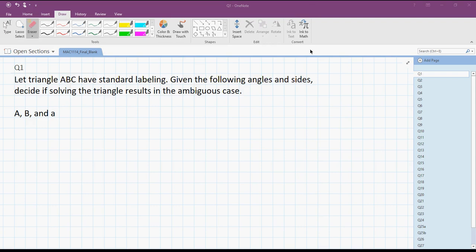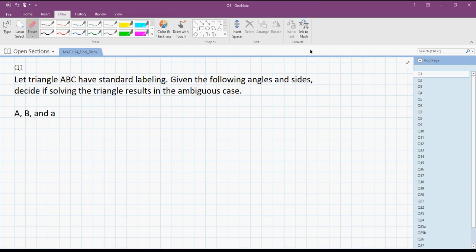So, the first question, they want you to draw that triangle and then tell us what we have. And remember, you're looking for the ambiguous case. What was the ambiguous case? What did you have to have? Say it again. ASS, the ass casing, or SSA, whatever you want to call it. So, as long as we don't got SSA or ASS, we're okay.